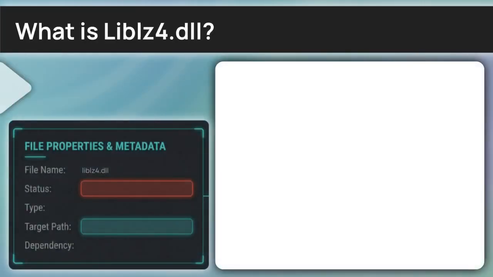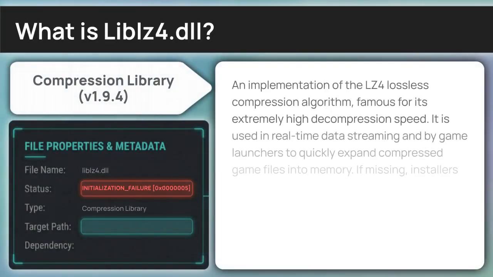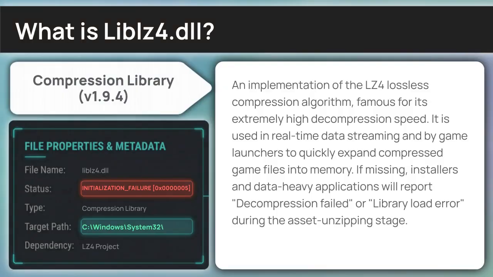This is the liblz4 compression module, an implementation of the LZ4 lossless compression algorithm, famous for its extremely high decompression speed. It is used in real-time data streaming and by game launchers to quickly expand compressed game files into memory. If missing, installers and data-heavy applications will report decompression failed or library load error during the asset unzipping stage. Understanding the file's role is a great start. Now let's look at replacing it.